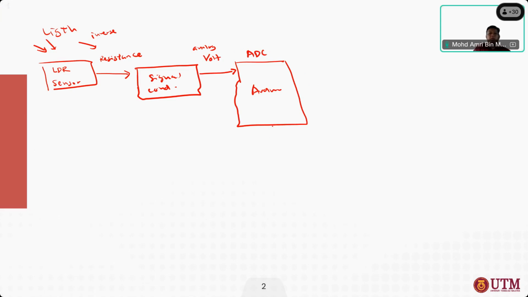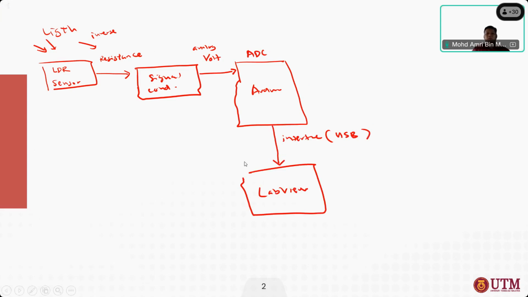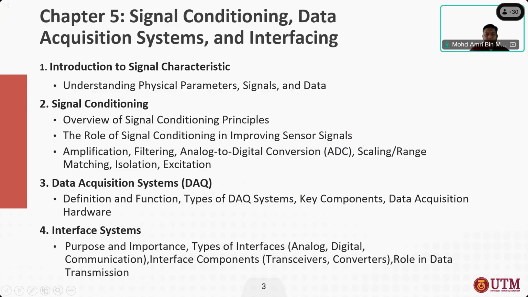And we have seen an interface between the Arduino and LabVIEW, and basically the interface was using USB. So today we will look into some other types of signal conditioning and also interface which are applied in the industry. So this is basically what we're going to see in this chapter.